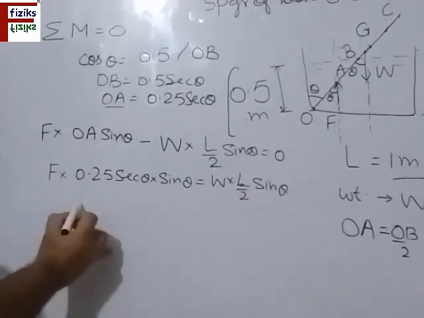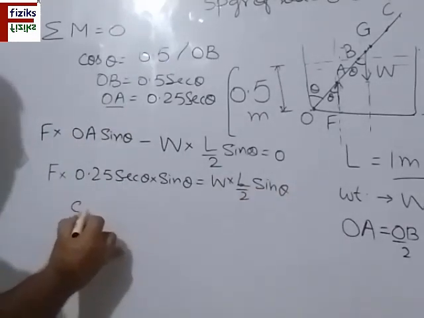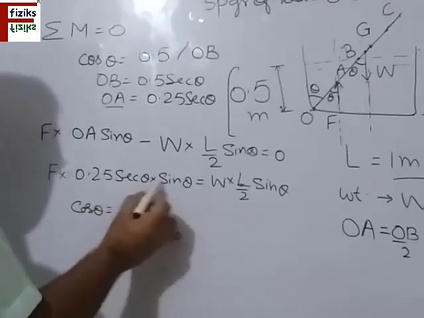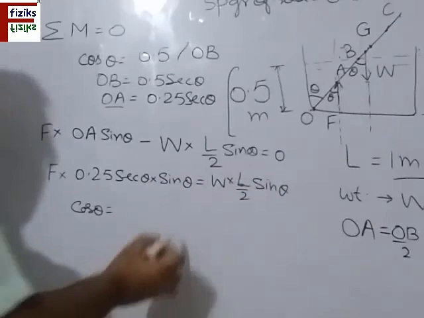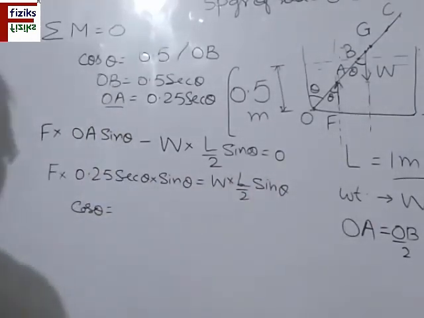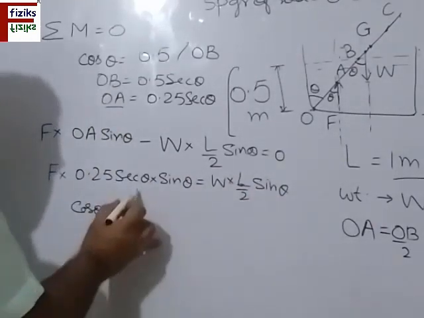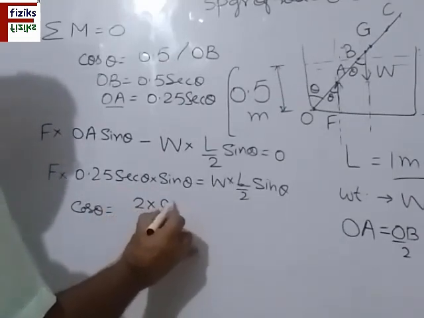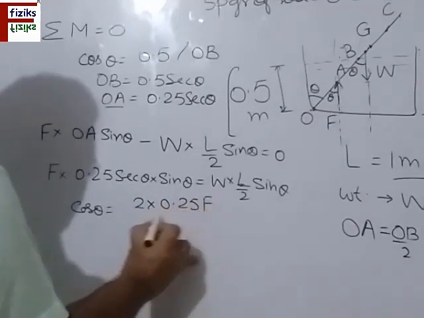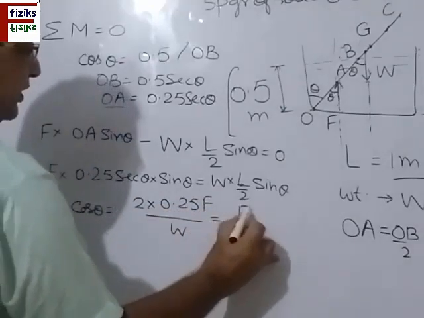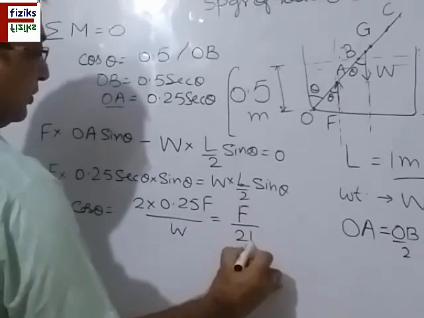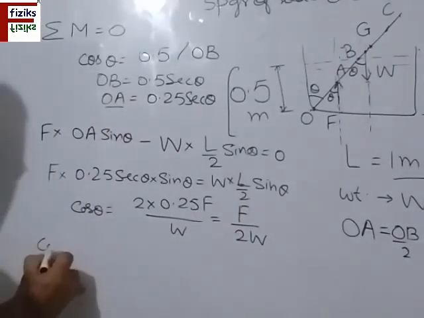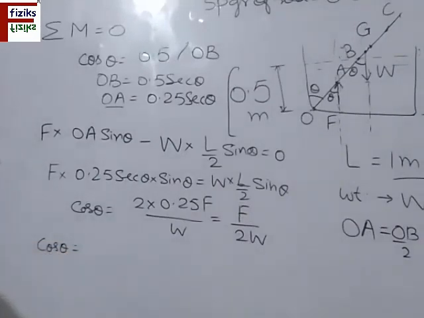So this will give you the value of cos theta, which is equal to, sin theta is cancelled because theta equal to 0 is not included. So I can write cos theta is equal to 2 into 0.25 into F divided by W. That is equal to F by 2W. So we have to put the value of thrust force and its weight. So cos theta equal to F by 2W.